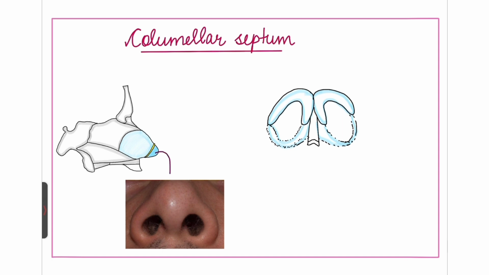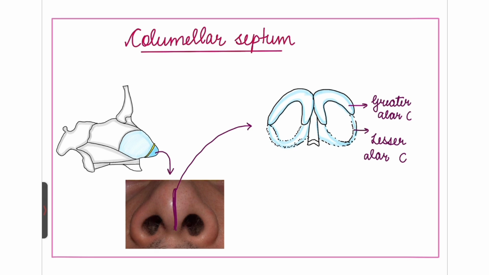When we see the front view of the columellar septum, we can see it like this from the outside, and this part forms the septum. Similarly, when we remove the skin, we will see this part. Here we see two cartilages. The greater alar cartilage and the lesser alar cartilage.